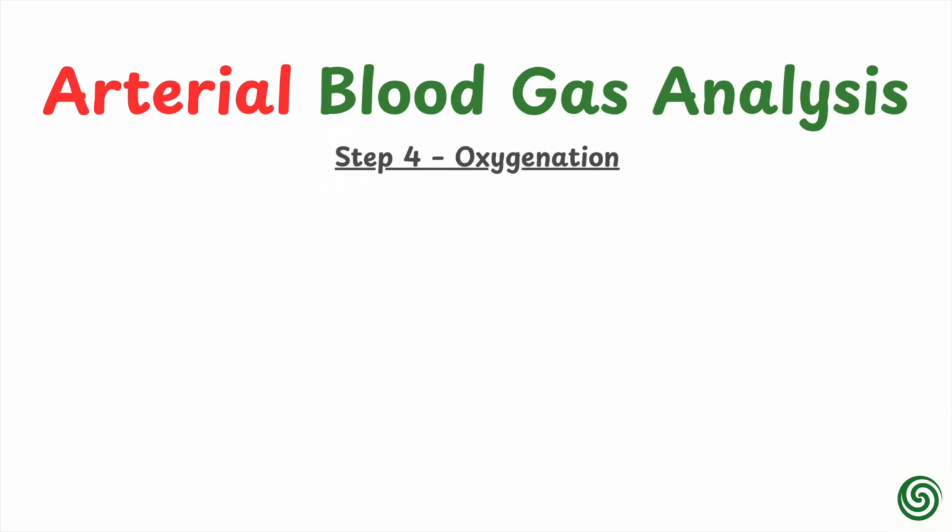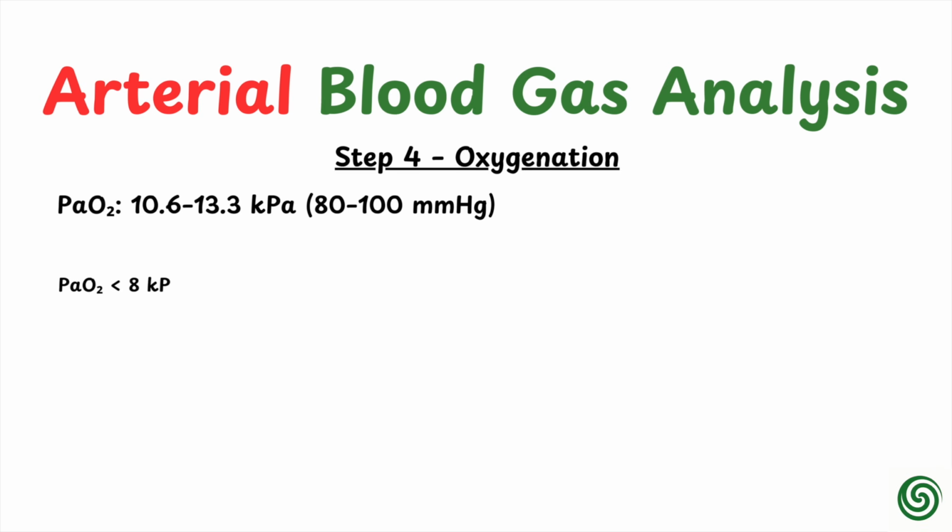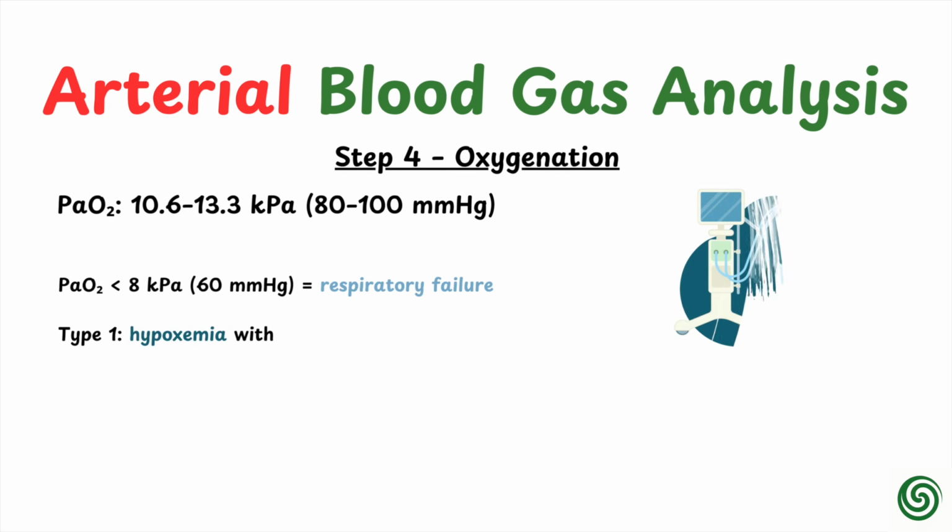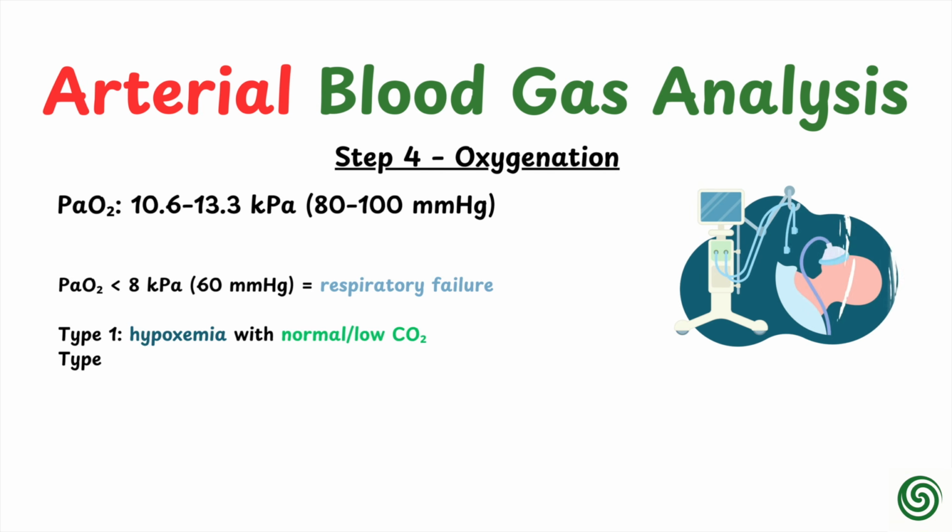So in step 4, we look at the oxygenation. Normal partial pressure of oxygen is 80 to 100 millimeters mercury. Anything less than 60 means respiratory failure. There are 2 types of respiratory failure. There is type 1, in which we have low partial pressure of oxygen with normal or low CO2. Type 2, we have low oxygen, but we also have high CO2.